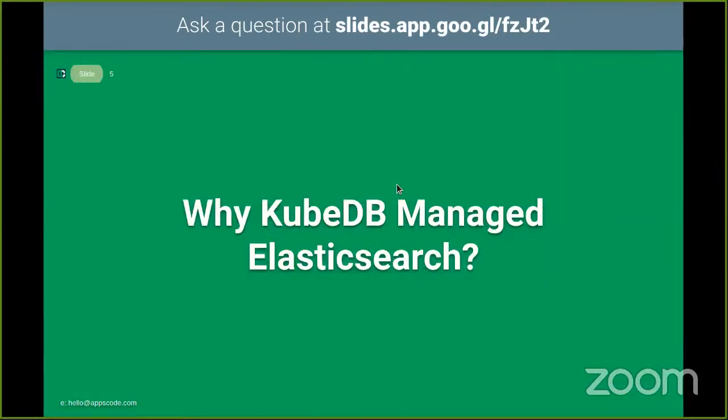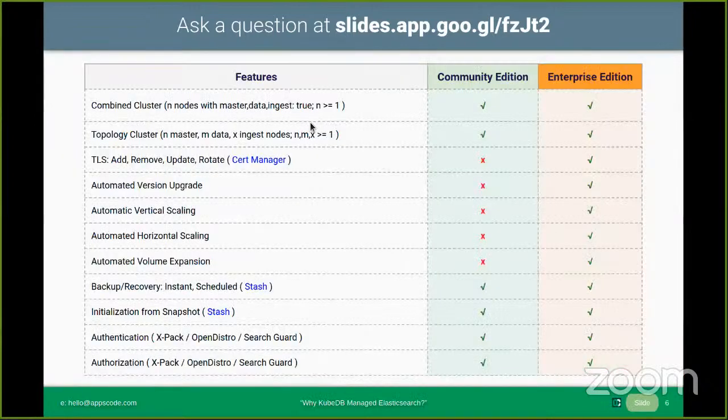And the next question is why you should choose KubeDB to manage Elasticsearch cluster. KubeDB provides the following features for managing Elasticsearch on Kubernetes. You can deploy a combined cluster on Kubernetes where each node performs all the node roles assigned to it. You can also deploy a topology cluster where you will have dedicated nodes, like dedicated master nodes, dedicated data nodes, and dedicated ingest nodes. You can manage your TLS by cert-manager on the Elasticsearch cluster. You can add TLS, remove TLS, update TLS, and rotate TLS.